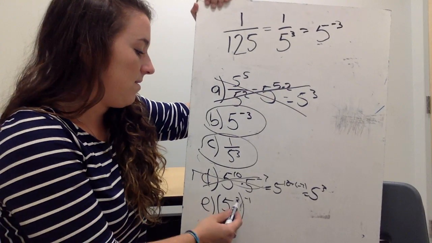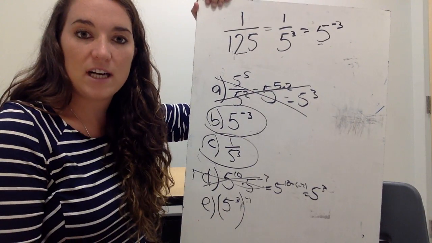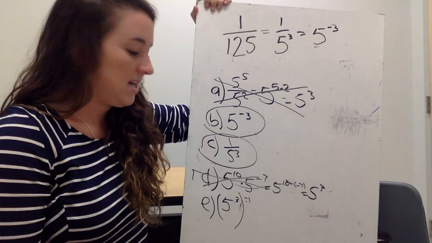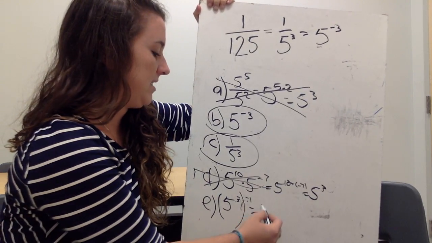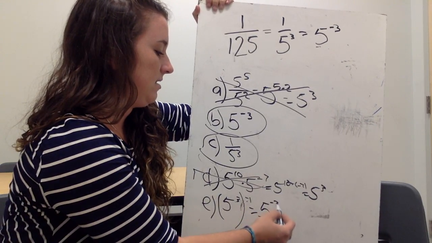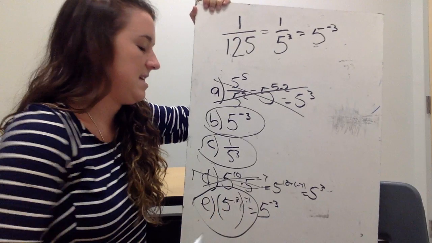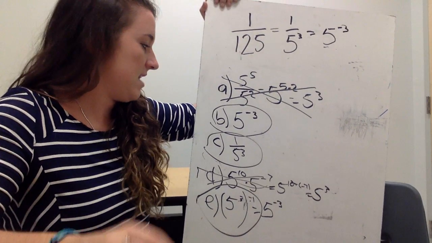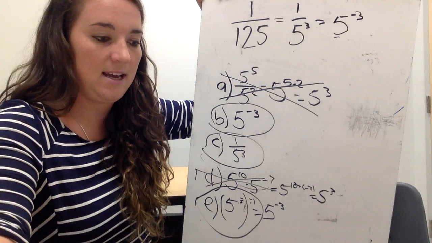Last one, when we raise an exponent to another exponent, what do we do? Yeah, we multiply them. So 3 times negative 1, negative 3. E is correct as well. So my answers are B, C, and E.